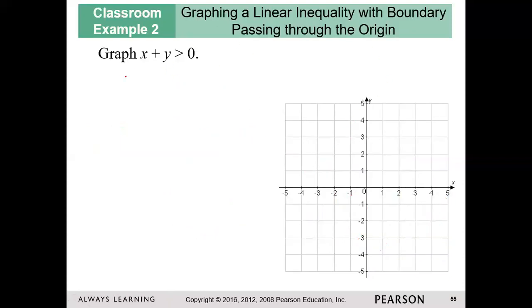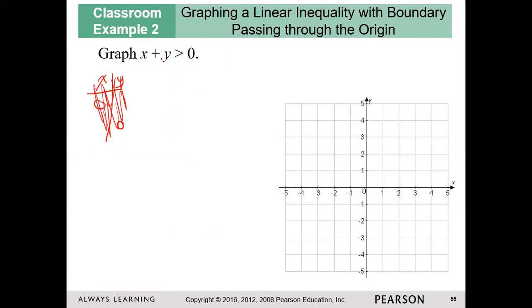So let's do this one now. So again, standard form, we have 0 over here, which means this is going to pass through 0, 0. So you can't just use your standard x, y, 0, 0 because you're getting the same point twice. So let's abandon ship on this one.